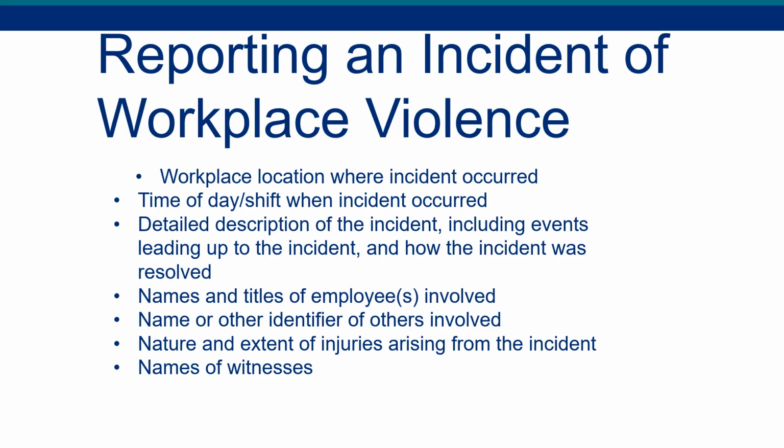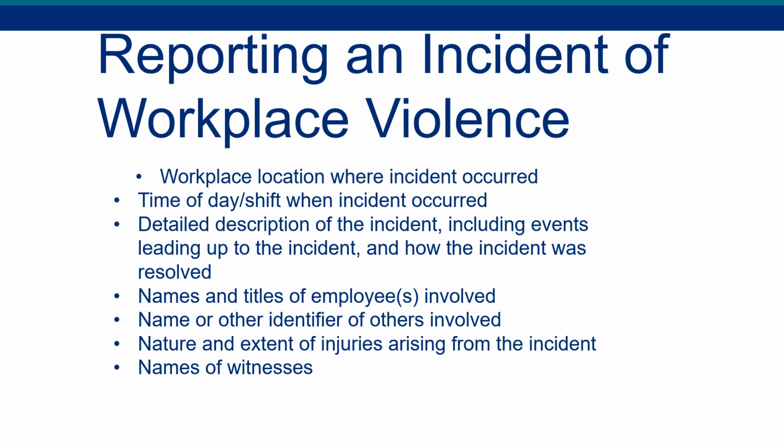If you are a victim of workplace violence, you'll report this on an employee form. The information needed for the form will be the workplace location where the incident occurred, the time of day, the shift when the incident occurred, the detailed description of the incident, including all events leading up to the incident and how the incident was resolved, the names and titles of employees that were involved, the name and other identifier of others involved. If it was students that were involved in this incident, please do not use student names. Please use their initials instead.